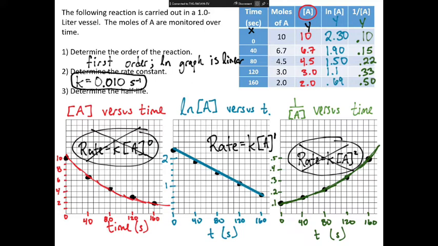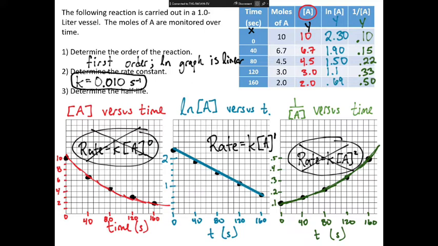If you started off with 10 moles, what's half of 10 moles? 5 moles. We want to know, how long did it take to get from 10 moles to 5 moles? Well, it took about 80 seconds to get to 4.5 moles. So I know my half-life is going to be somewhere around maybe 70 seconds or so, right? Going to this first graph, to go from 10 to 5, looks like it took somewhere around 70, 75 seconds. But we want to find it using an exact equation.